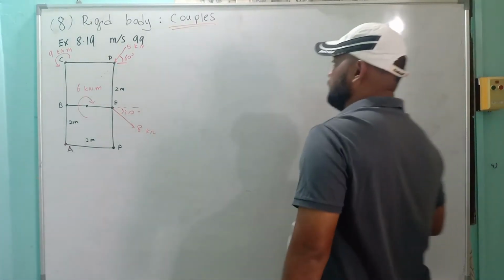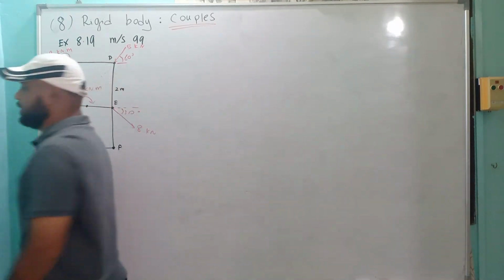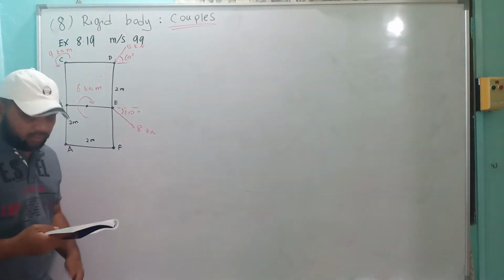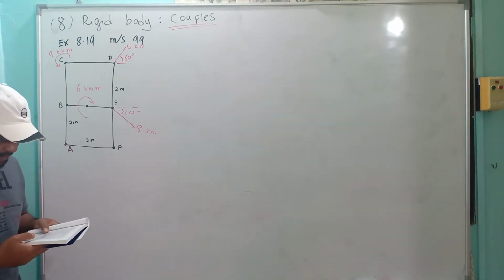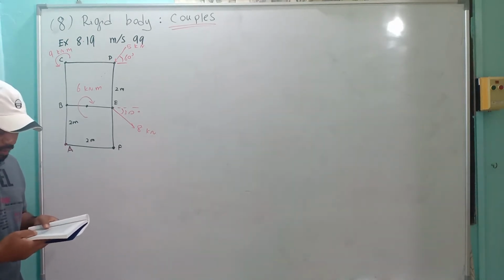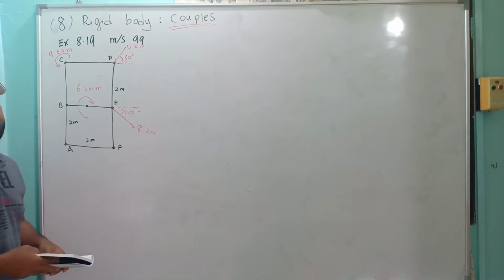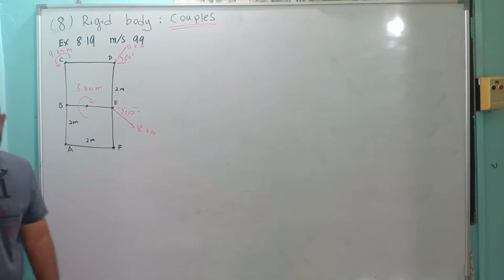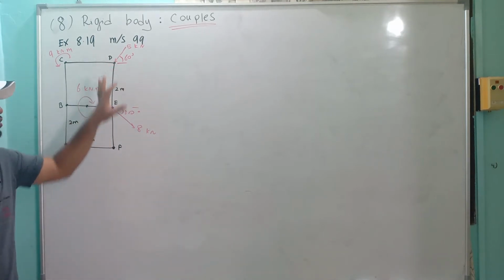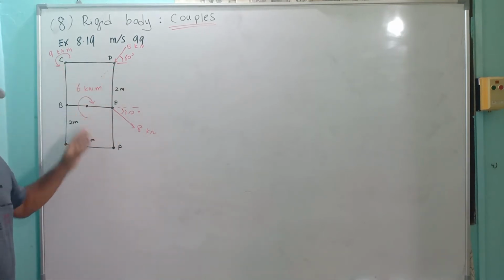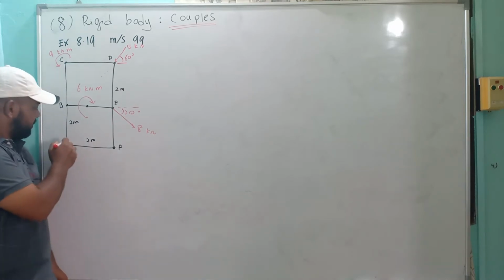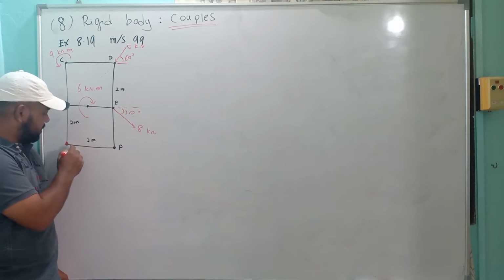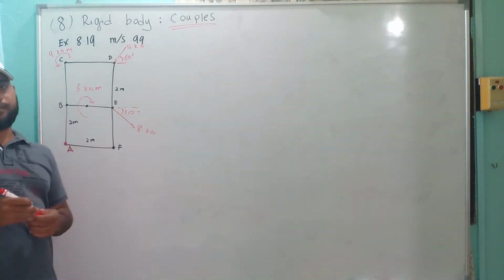Okay, so exercise 8.19, page 99. The question says, replace the rigid body support loading shown, determine an equivalent force couple system at A. So the question asks you to replace these two forces and the given couple with only a force couple system at point A.